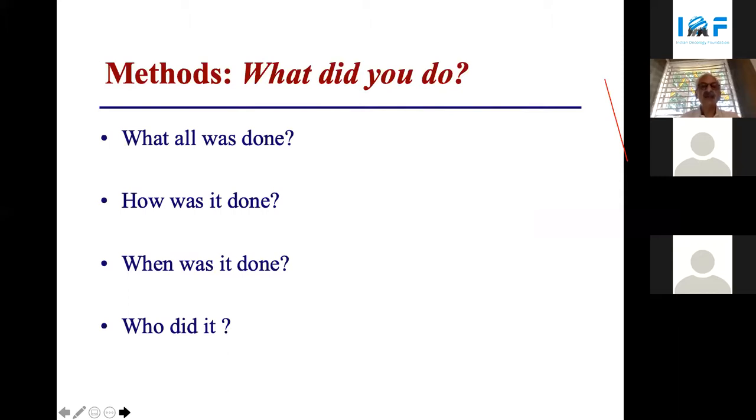We then need to look at the method section. And the question that we aim to answer is, what did you do? And under the section, what did you do? We need to say what all was done, how was it done, when was it done, and who did it? Now you may say it's not very important when was it done, but in some studies it may be very important when was the study done. When were the measurements taken? When were the variables assessed?